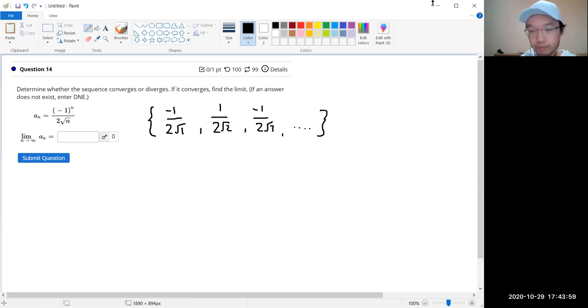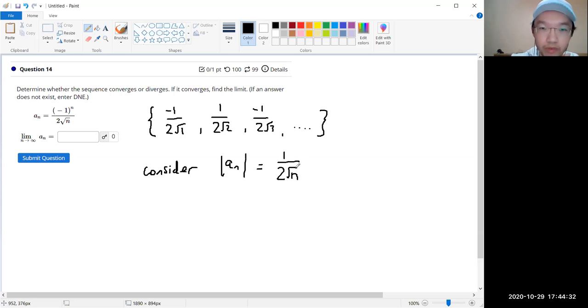Okay, so the first thing we could do is use a theorem where it says you can just take the absolute value of a sequence instead of looking at the original sequence. So why don't we do that first? If I was to consider the absolute value of the sequence, then that would be equal to just 1 over 2 times the square root of n, right? So the question is, is this sequence easier to reach a conclusion as to whether it converges or diverges?